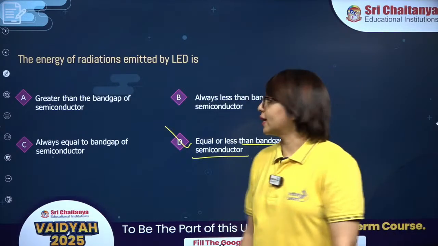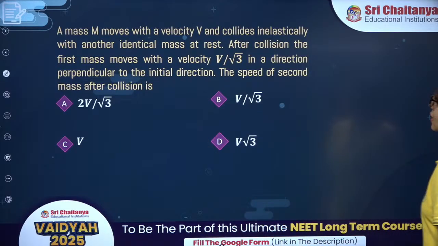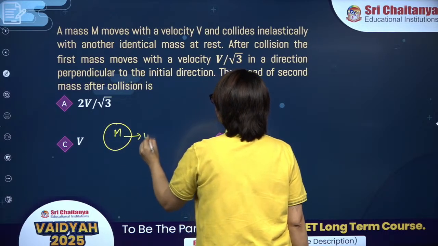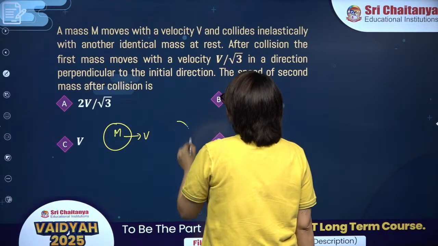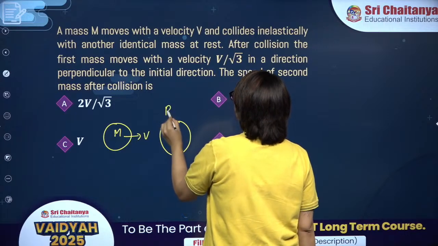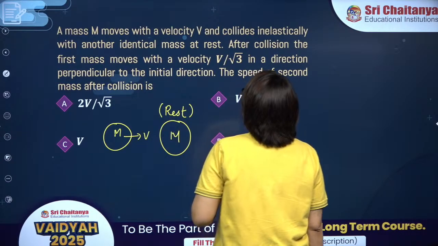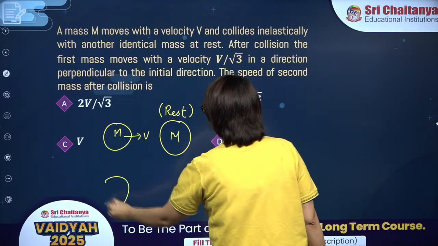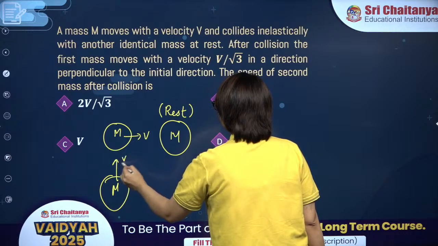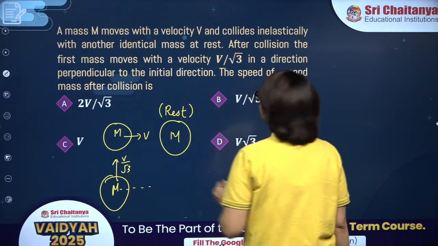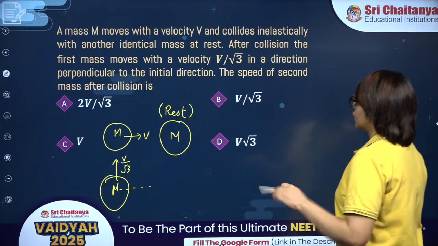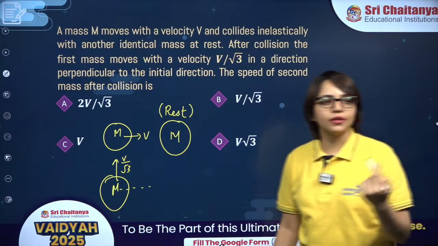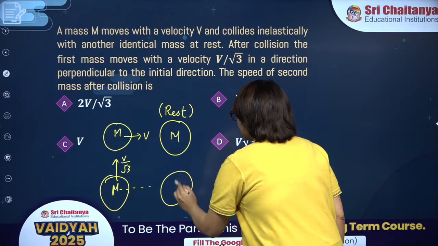All right. Chalo. Next is this one. We have a mass M. It moves with velocity V and collides inelastically with another identical mass at rest. After collision, the first mass moves with velocity v by root 3 in the perpendicular direction to the initial direction. The speed of second mass after collision is, what is the speed of second mass after the collision that you have to find? Try this one.